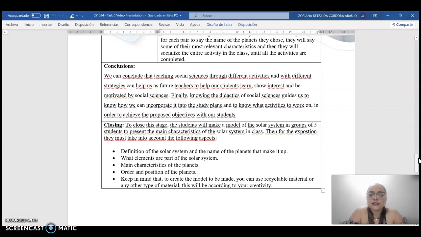definition of the solar system and the name of the planets that make it up, what elements are part of the solar system, the main characteristics of the planets, order and position of the planets. Keep in mind that to create the model, they can use recyclable material or any other type of material. That's it.